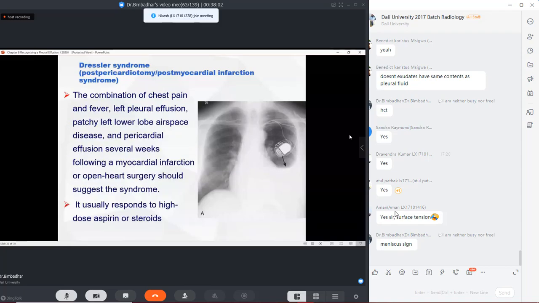Okay, right. The combination of chest pain, fever, pleural effusion, and patchy lower lobe airspace disease and pericardial effusion several weeks following a myocardial infarction or open heart surgery should suggest Dressler's syndrome. Okay, and this generally responds to high dose steroids. I'll not get into the pathophysiology of that, but remember, left-sided pleural effusion is caused by Dressler's syndrome.